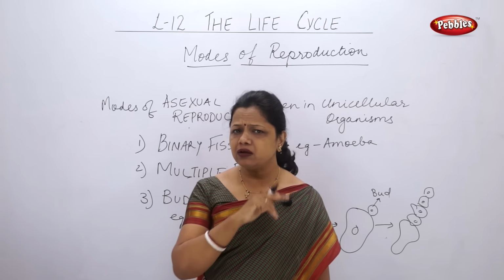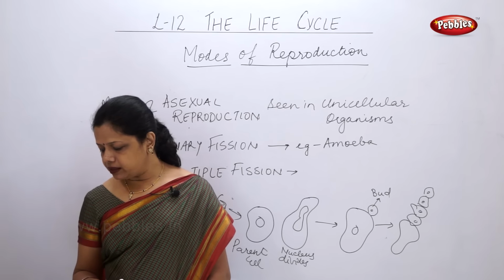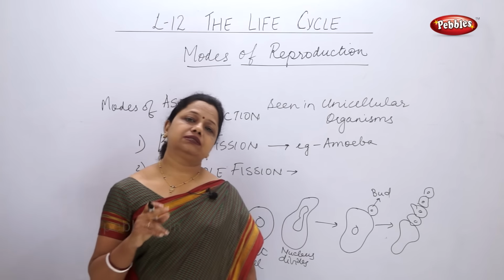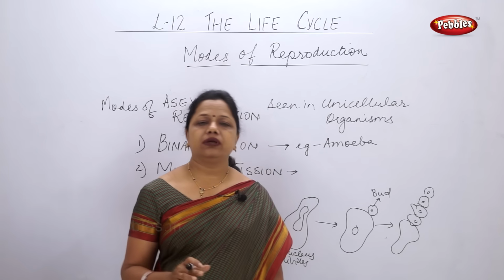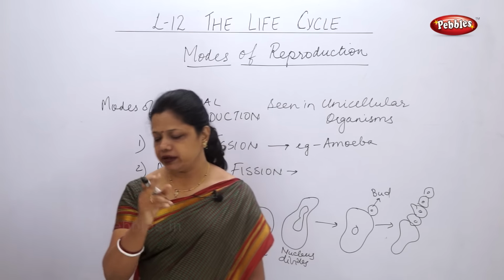So what is the ascending order in animals? First is amoeba, then second is hydra, third is planaria, fourth is frog, fifth is human beings. So you can just give the order system in the ascending order.